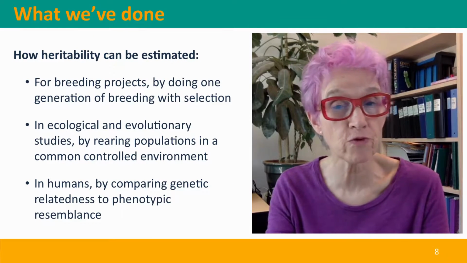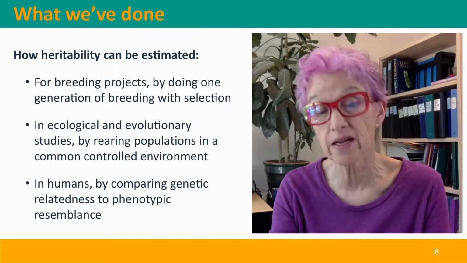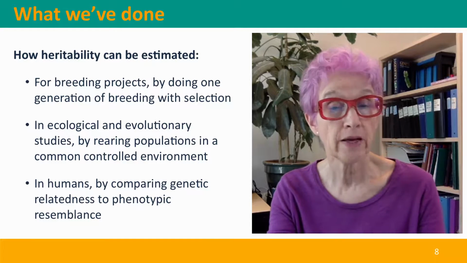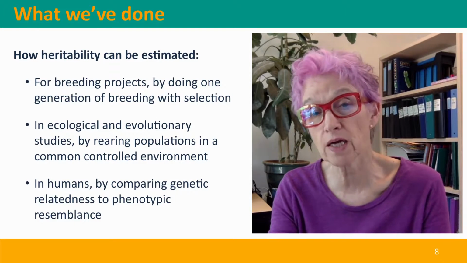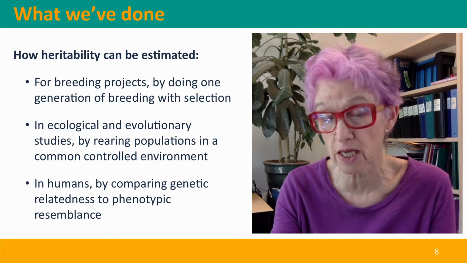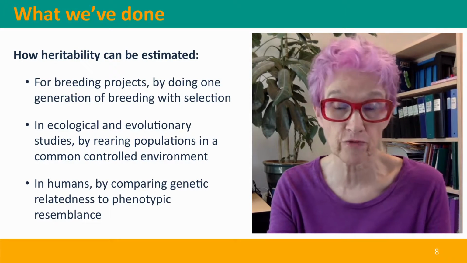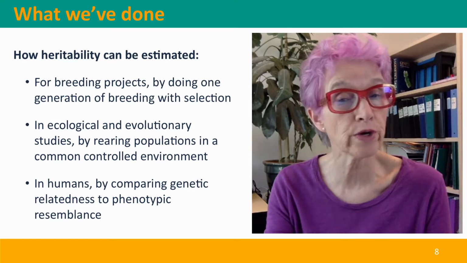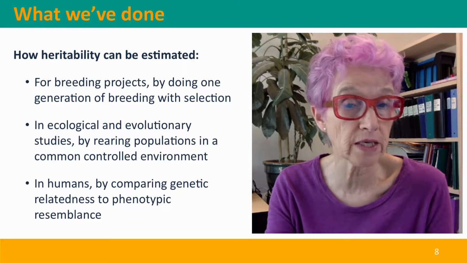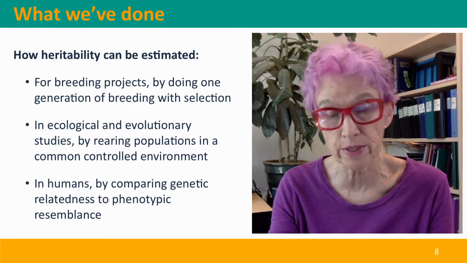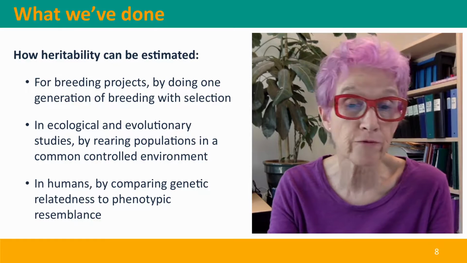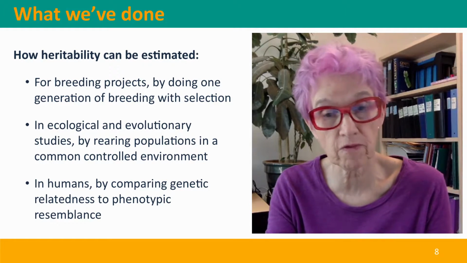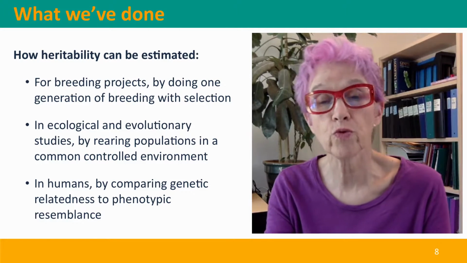So we've talked about different ways that heritability can be estimated, even though the genes and environmental factors responsible are completely unknown. In breeding projects, it's wise to do one generation of breeding with selection and carefully evaluate how much effect the selection has. In ecological and evolutionary studies, you can rear populations that have different phenotypes in a common environment, ideally one that you can control. And for human studies, the usual strategy is to carefully compare the level of phenotypic relatedness with the predicted level of genetic relatedness.